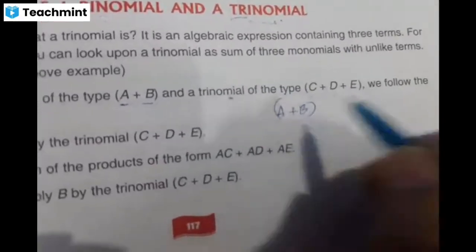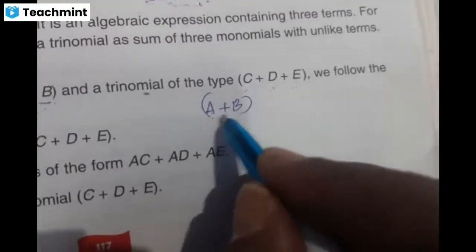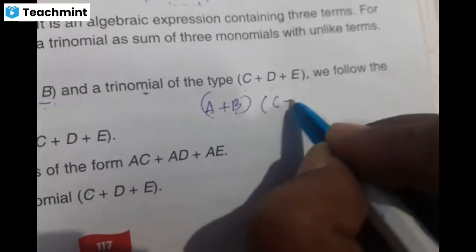When you are multiplying A plus B, this algebraic expression has two terms. Another will have three terms. Let us take it as C, D, E. How to multiply them? Let us know, children.